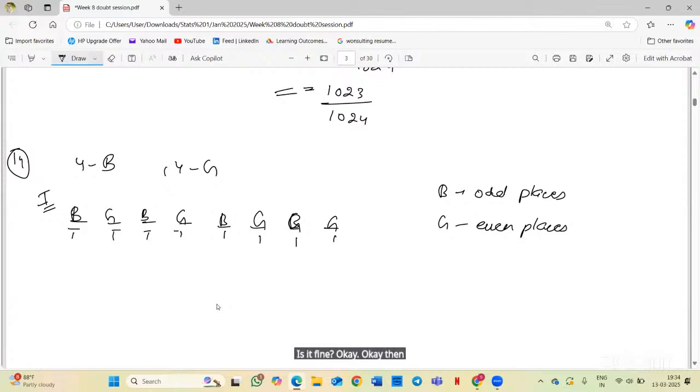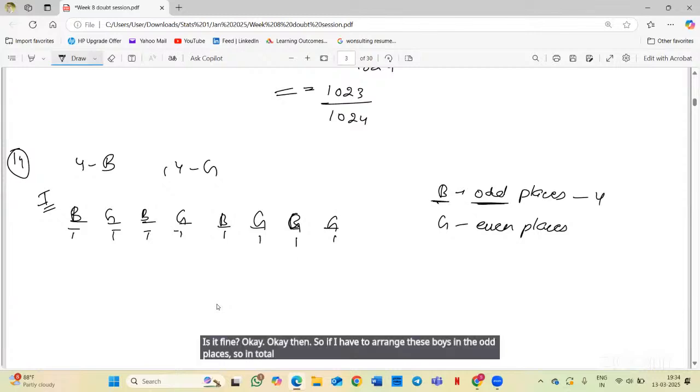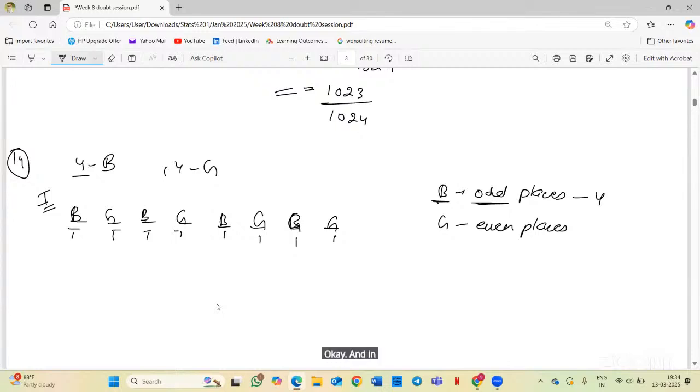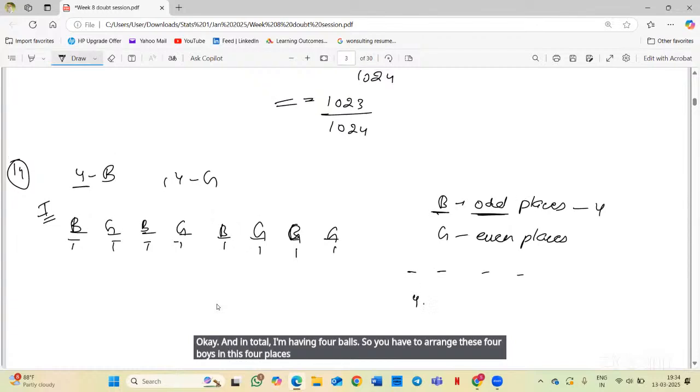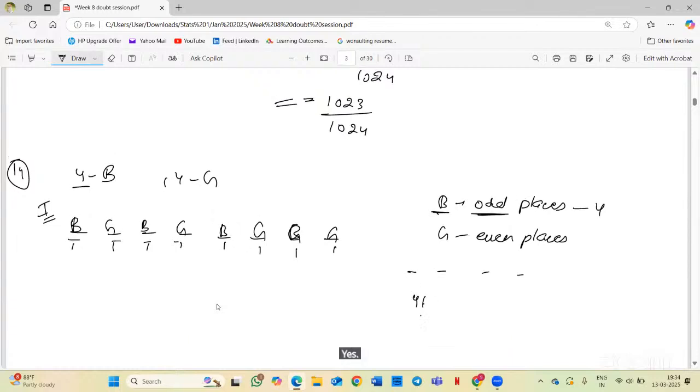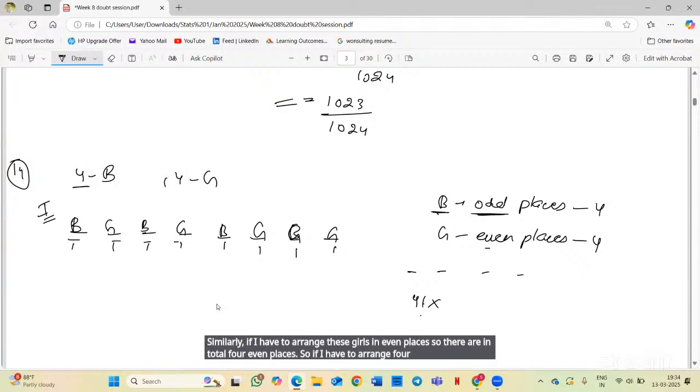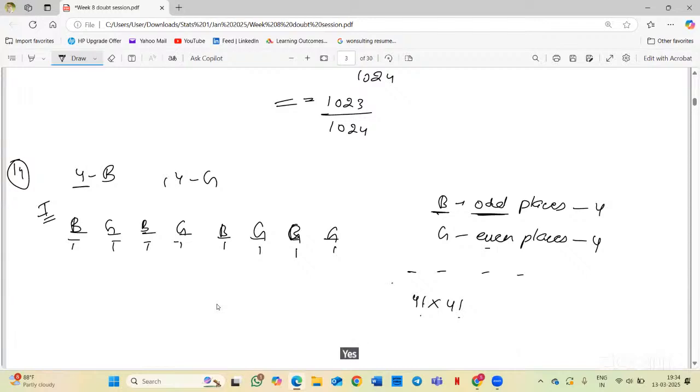Then if I have to arrange these boys in the odd places, in total I have 4 odd places and 4 boys. So you have to arrange these 4 boys in these 4 places, which would be 4 factorial ways. Similarly, if I have to arrange the girls in the even places, there are in total 4 even places, so arranging 4 girls in these 4 places would be 4 factorial ways. So this is my first case.